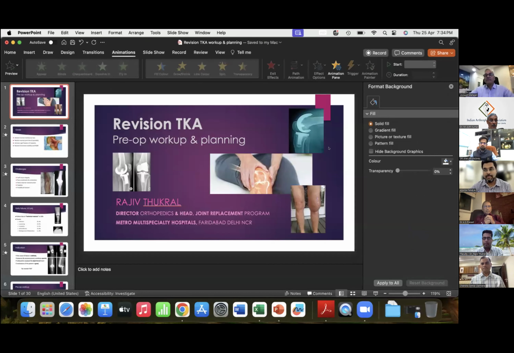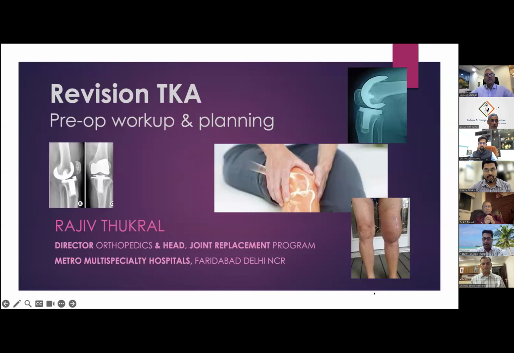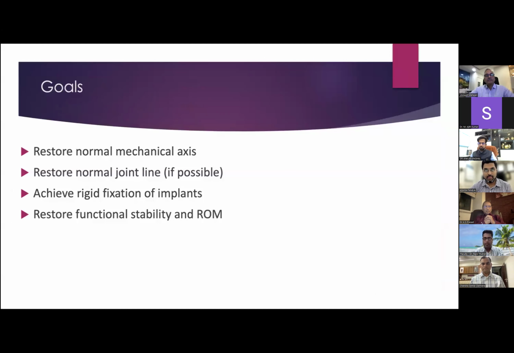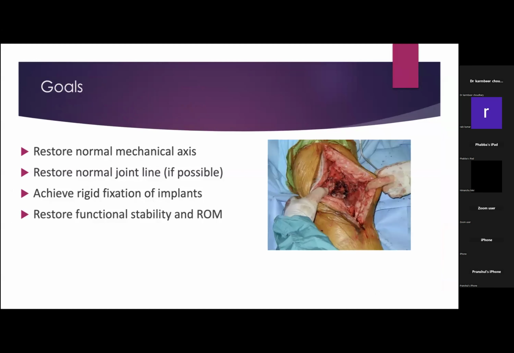All right, thanks. I hope you can see my screen. I'm just going to be talking about the pre-op workup and planning. Even though he has given me only 5 minutes, I don't know if such a complex topic can be covered in that. But we must understand that the goals of revision are the same as the goals of a primary. We want to restore normal mechanical axis, joint line, achieve good fixation so that we can allow early functional stability and range of motion, in spite of how it looks when we remove the older implants.